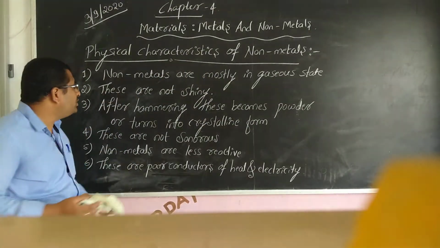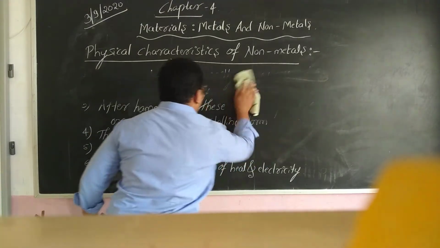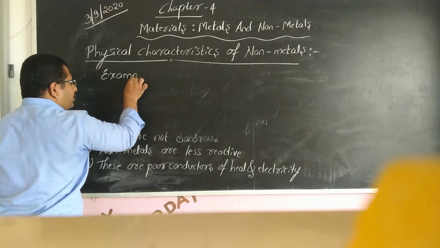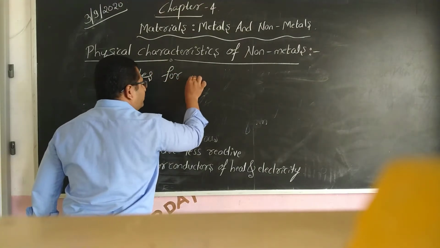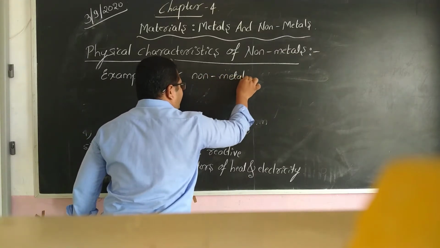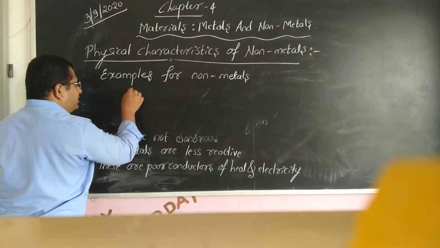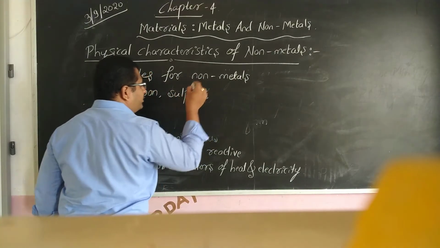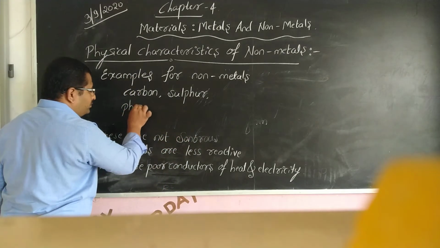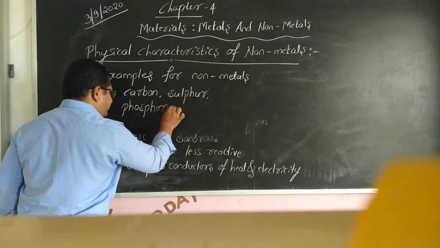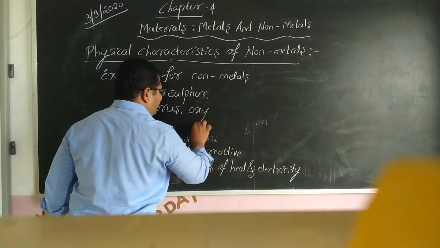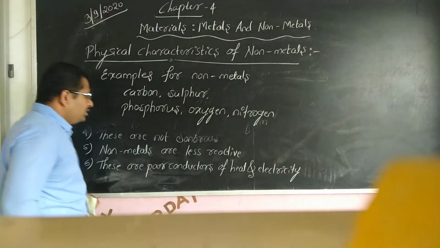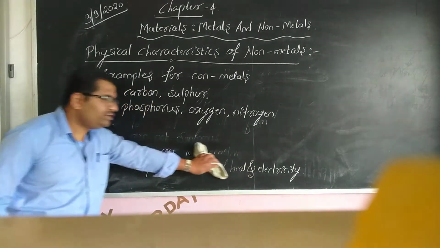And let us now study the examples of the non-metals. The main examples of non-metals are carbon, sulfur, phosphorus, oxygen, nitrogen. So like this, the examples are listed for the non-metals.